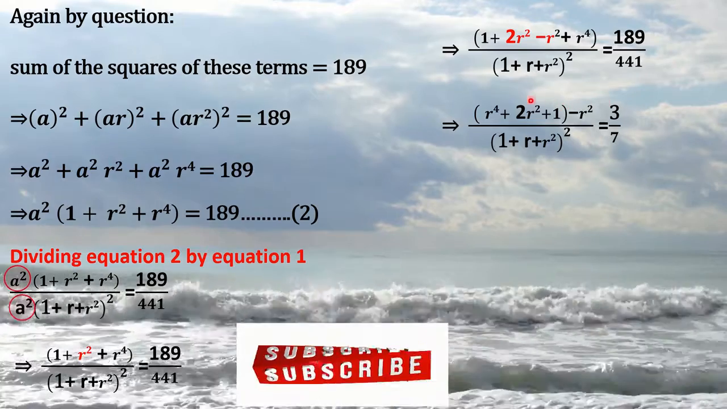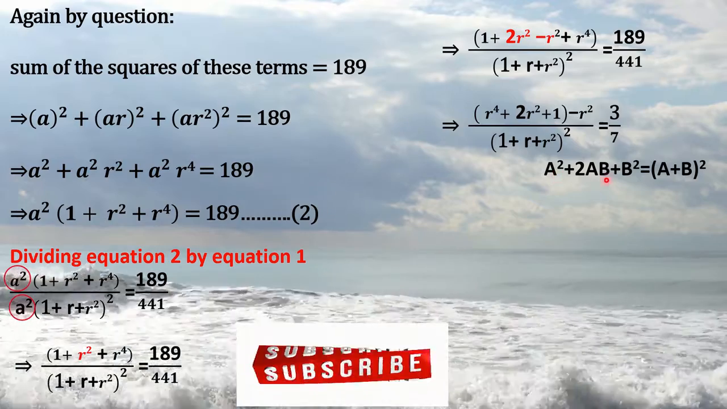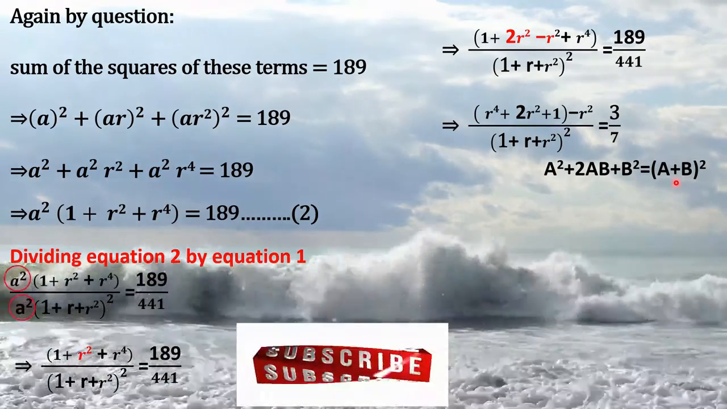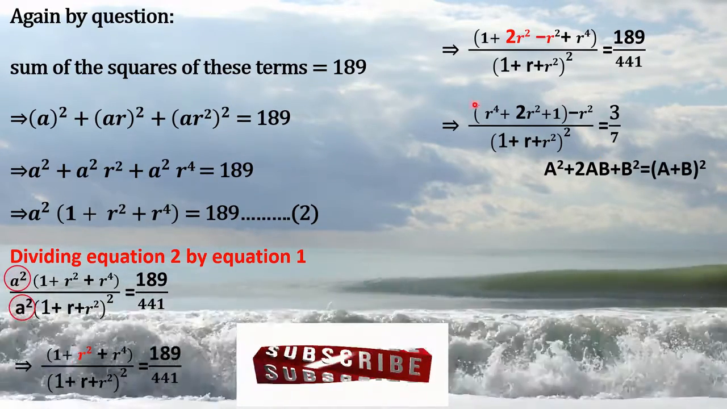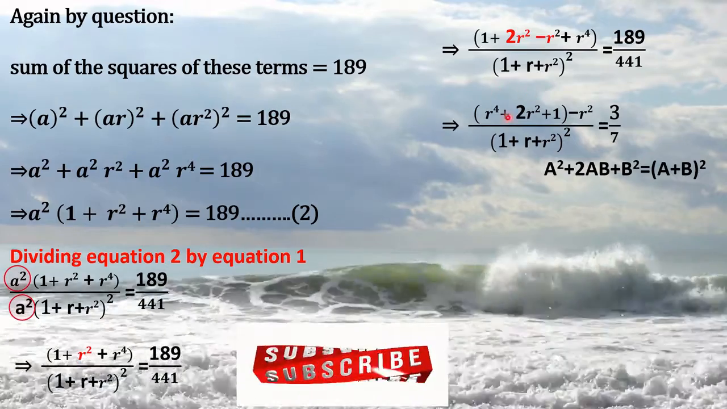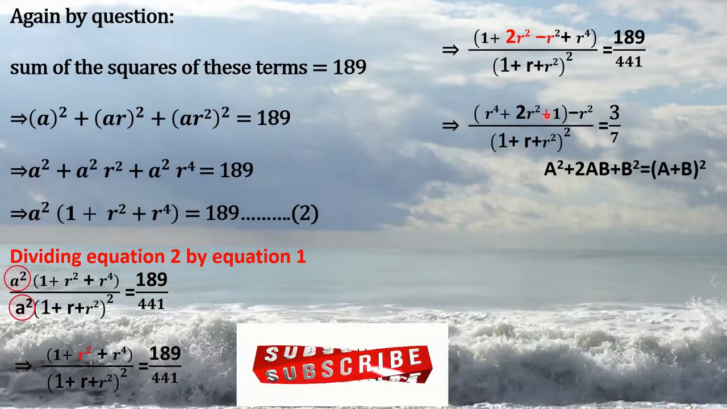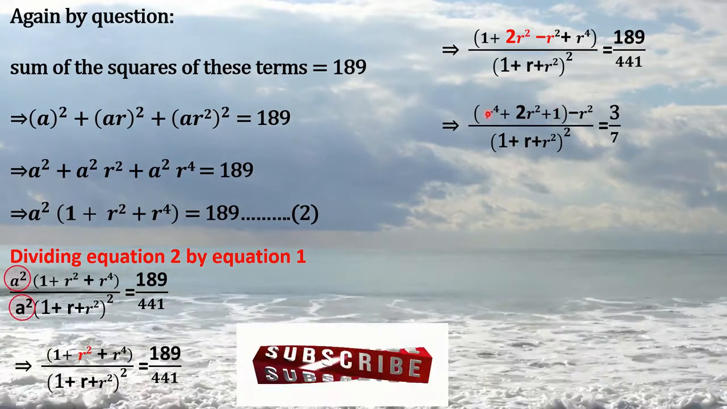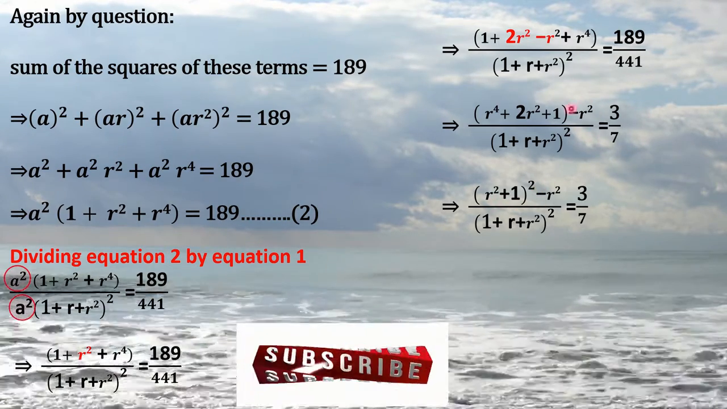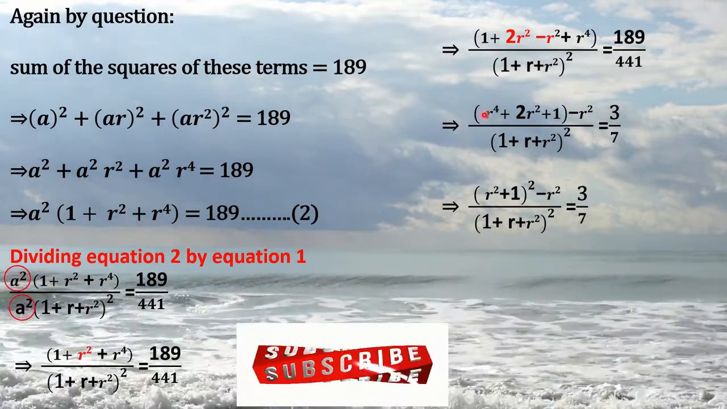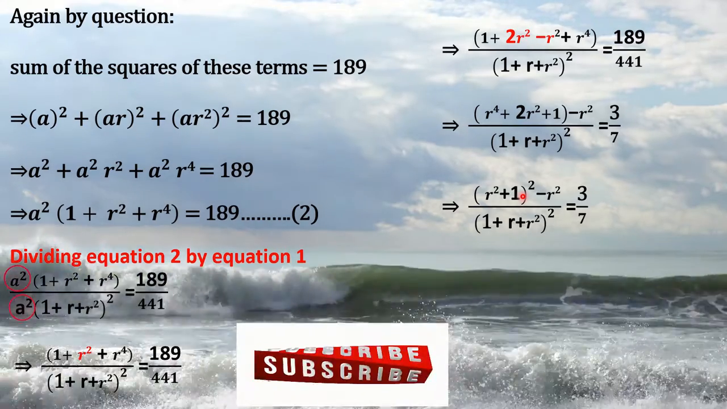After this, just concentrate over here. We have learned a square plus 2ab plus b square is a plus b whole square. So this concept will be applied over here to the terms which are in the bracket. Of course, it is in the form of a square plus 2ab plus b square. So we can write this as r square plus 1 whole square. This minus r square as it is. This has changed into this one. The rest of the terms are copied.